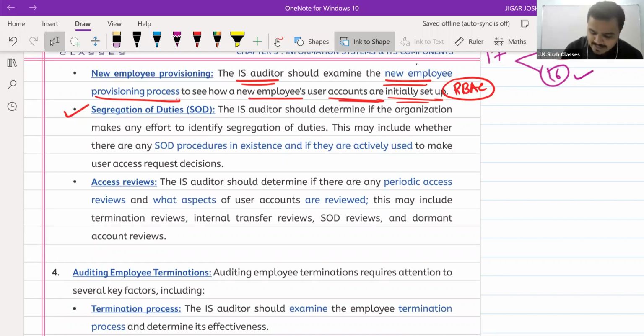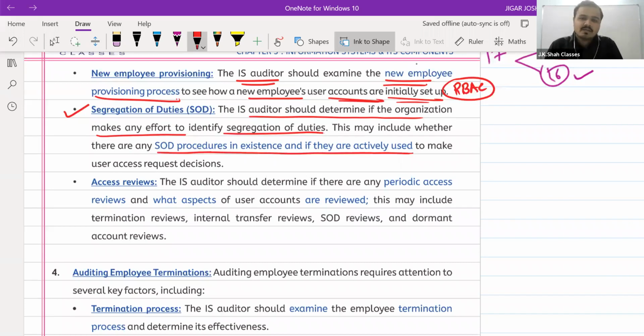Yes, sir. So the IS auditor should determine if the organization makes any effort to identify the segregation of duties or not. Yes, sir. And it should also identify the segregation of duties procedures in existence and whether they are actively used. Whether SOD is properly done or not has to be checked. Do you agree with me?